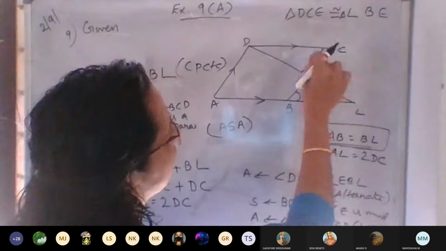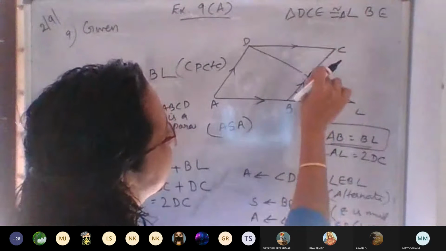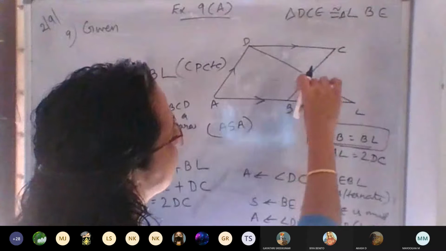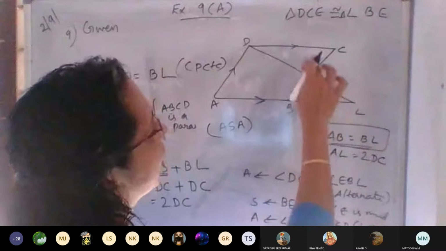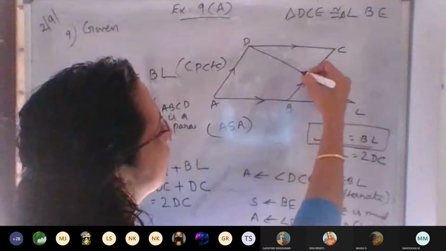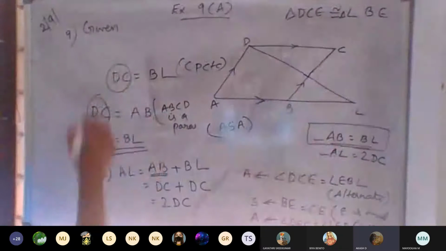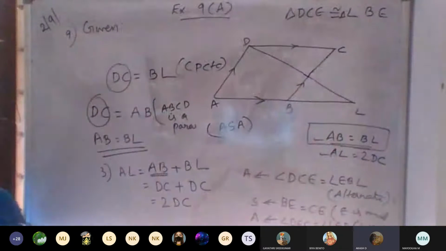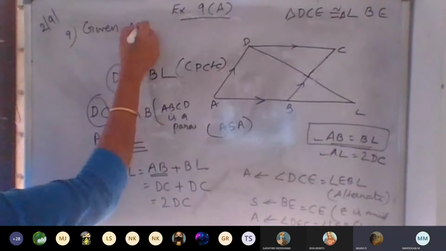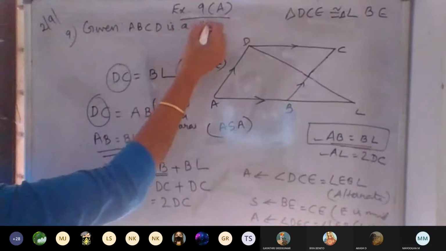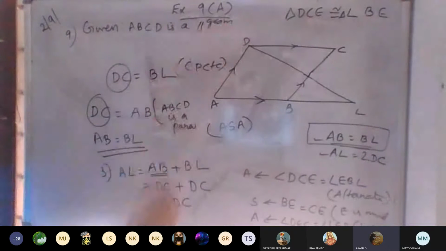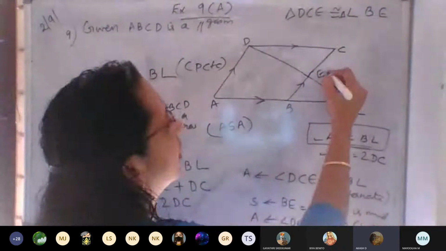These two triangles are congruent. We have to first take these objects. Already we explained this. Okay, now your figure is like this. So it's given ABCD is a parallelogram, and BE is equal to CE, as E is the midpoint of BC.